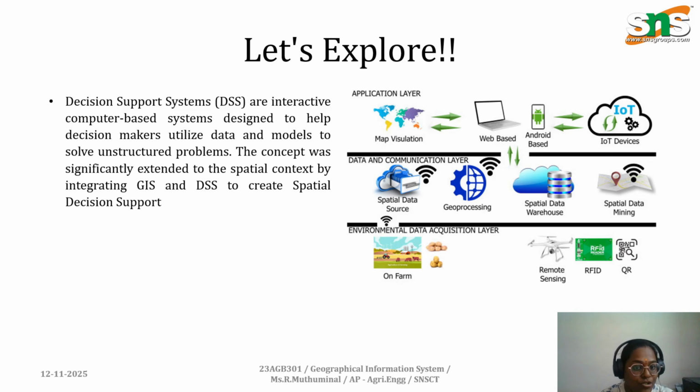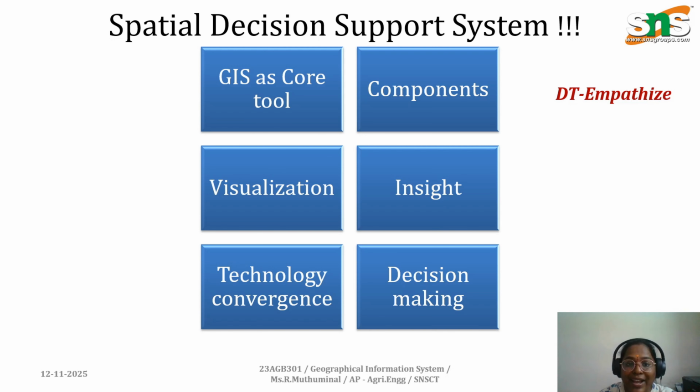That means it is usually an interactive computer based system that helps the decision makers to utilize the data and models to solve unstructured problems. The concept was significantly extended by integrating the GIS and the decision systems. Why do we need spatial decision support system?